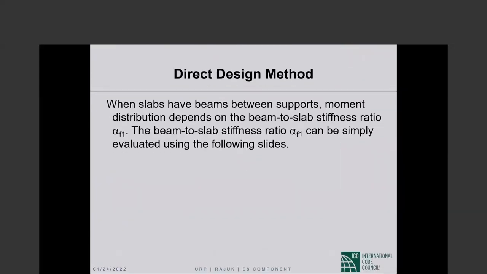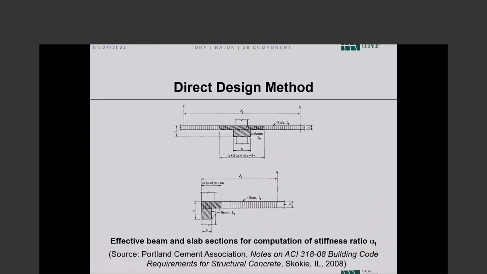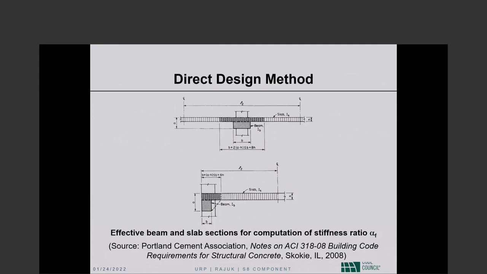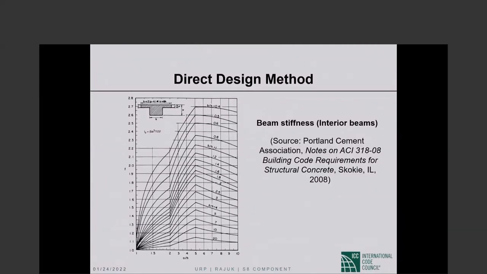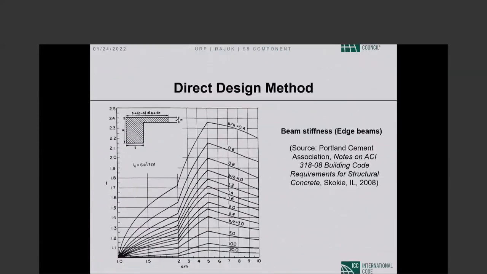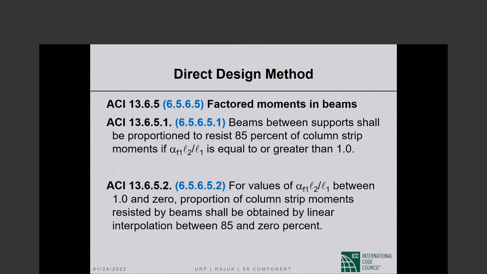When slabs have beams between supports, moment distribution depends on the beam to slab stiffness ratio alpha sub F1. This is a repeat again, the beam to slab stiffness ratio, and these charts were devised to make it easier to calculate the beam to slab stiffness ratio.